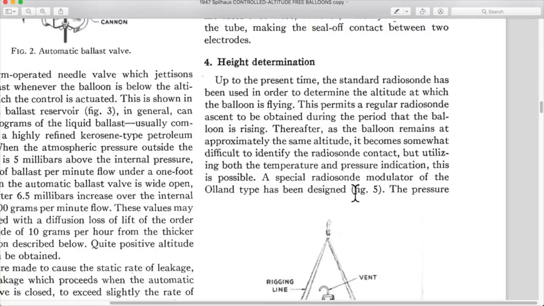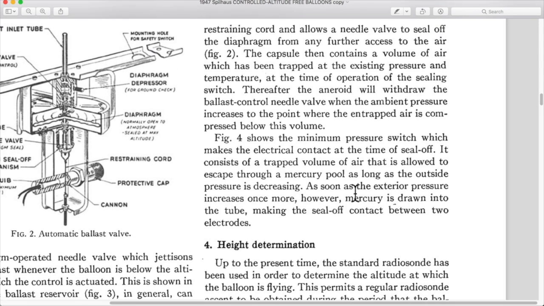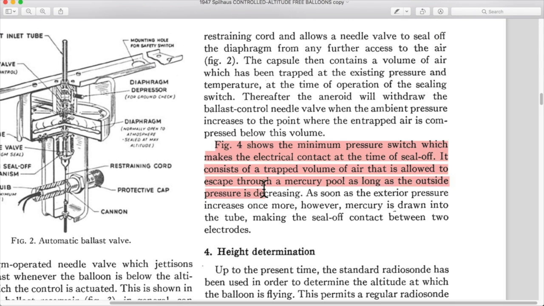So here we are. Consists of a trapped volume of air. Well, that's the big pod that we saw. That is allowed to escape through a mercury pool. It sounds like the mercury is in the U-shaped bottom of a pipe that goes down, turns around, and goes back up.